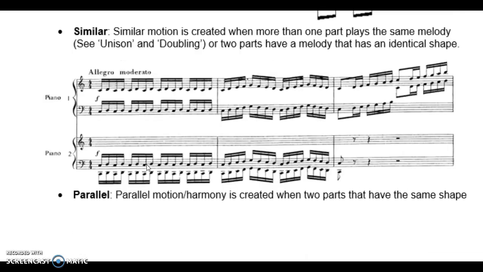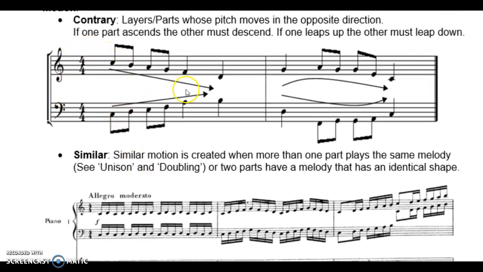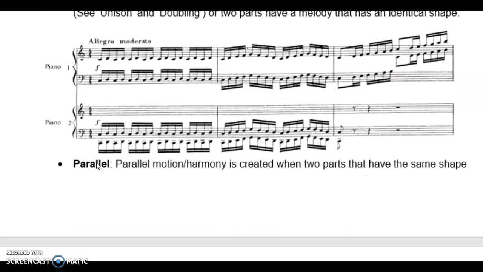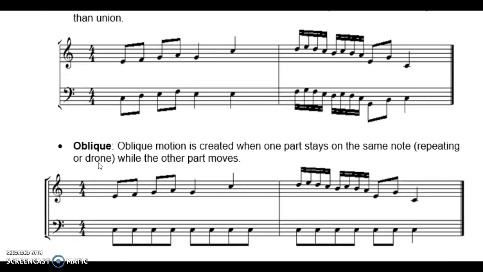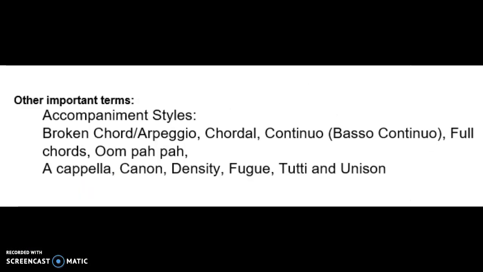Let's go from the beginning here. Contrary motion, similar motion, parallel motion, oblique motion, that you understand those terms. It's also important that you understand a broken chord or arpeggio, chordal, basso continuo, full chords, the oom-pa-pa that I get in a waltz, the term a cappella, that's without any accompaniment, canon, we've done that with our ABCs, density is how thick or thin something is, fugue, we will see that again in polyphonic music, tutti, everybody, and unison, that you understand those terms.